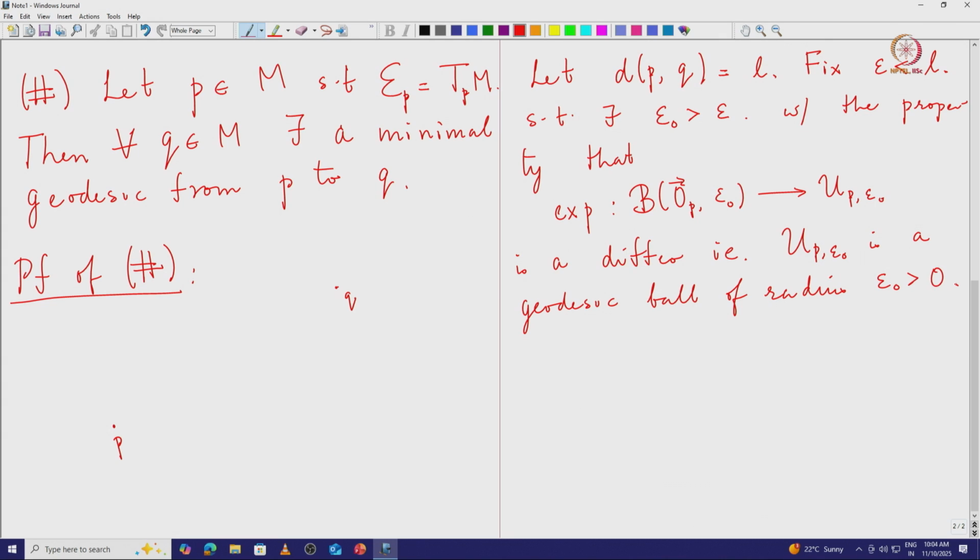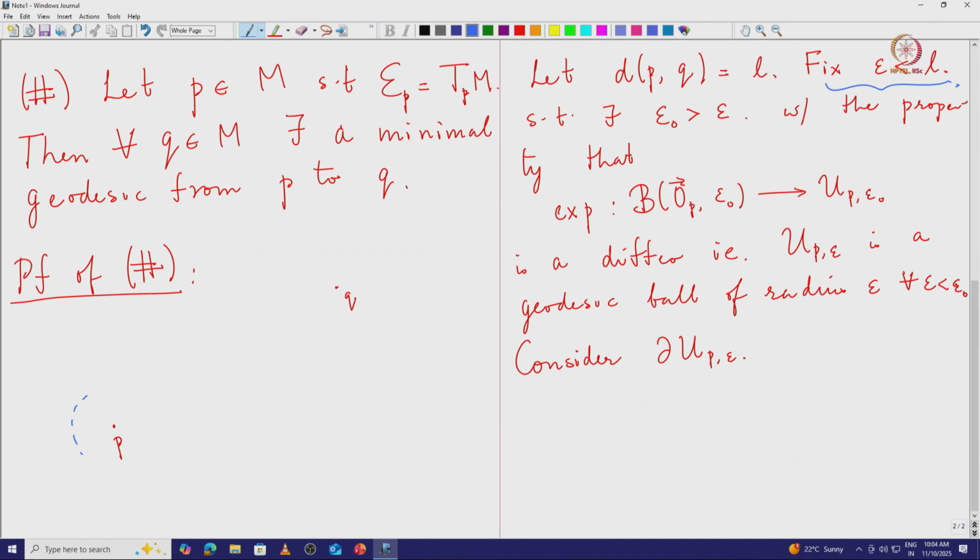Okay. And now we consider the boundary of the geodesic ball of radius epsilon. So in other words, this is a geodesic ball of radius epsilon for all epsilon less than epsilon naught. Okay, so now I basically fix one such epsilon and consider the boundary of that geodesic ball.